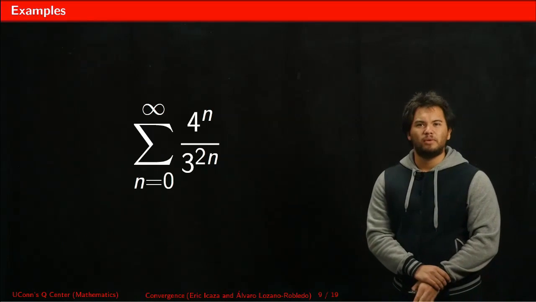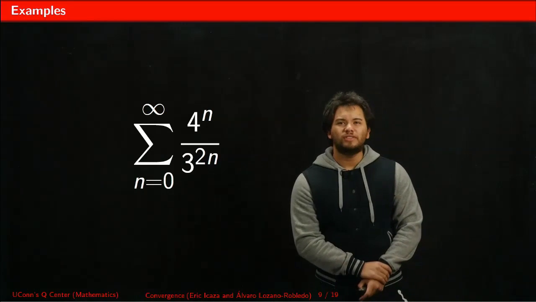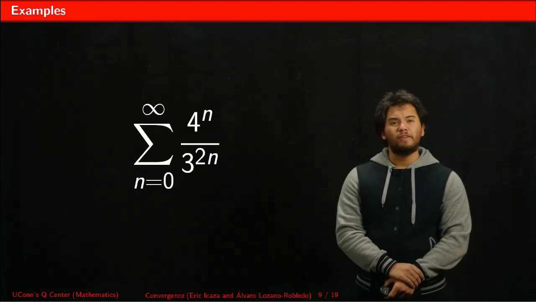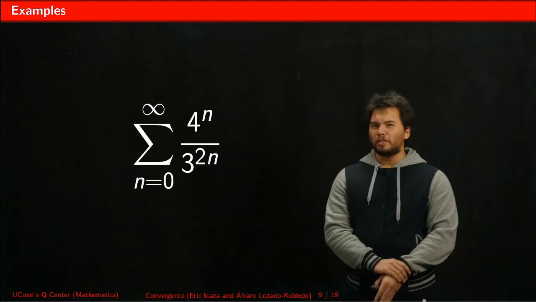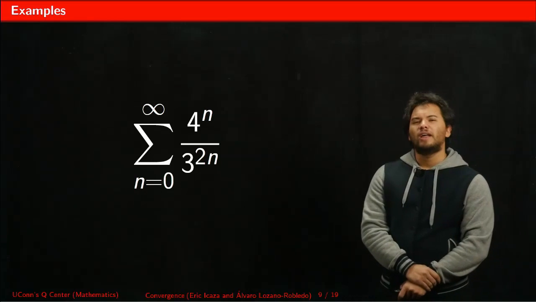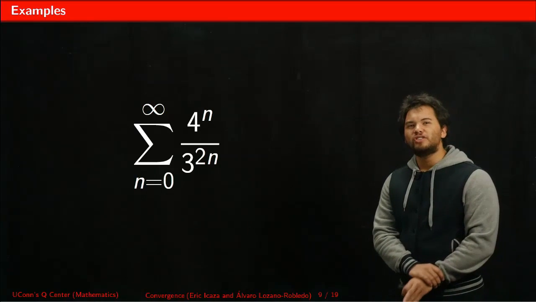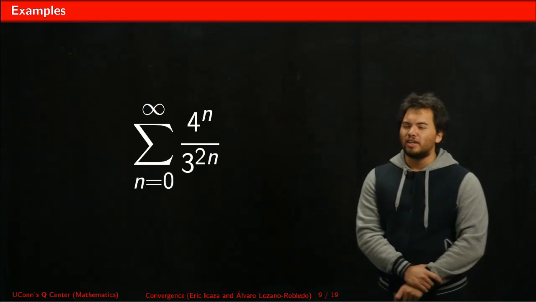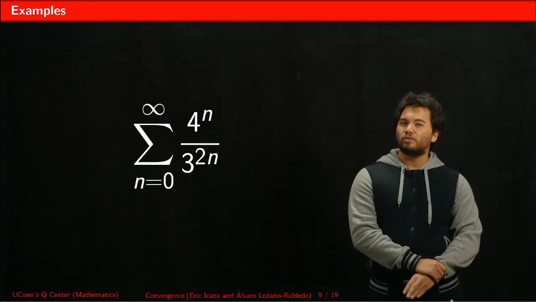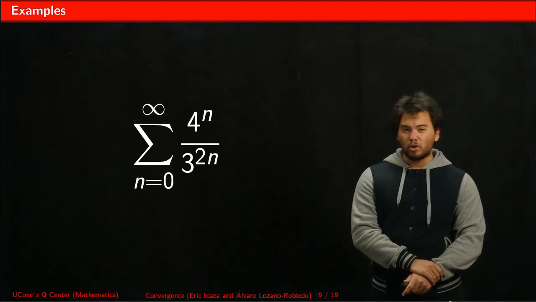In this next example, we have the sum from n equals 0 to infinity of 4 to the n divided by 3 raised to the 2n. Now, looking at this right off the bat, you see a 4 over 3. I see a geometric series, but the 4 over 3 makes me think it might diverge. However, we have a 3 raised to the 2n, which we can't work with right away.